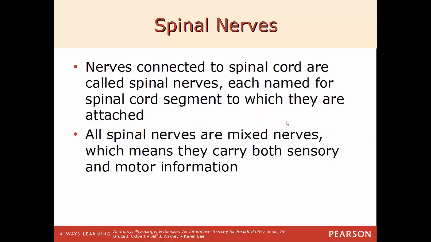Nerves that are connected directly to the spinal cord are called spinal nerves and are named for the cord segment which they are attached to. And all spinal nerves are going to be what are considered to be mixed nerves. Now, some nerves carry only motor information, some nerves carry only sensory information, but some do both. That's what spinal nerves are. They're called mixed nerves. They carry both sensory and motor information.